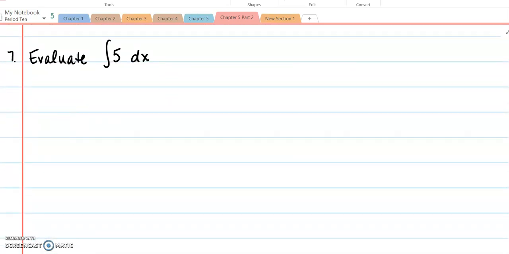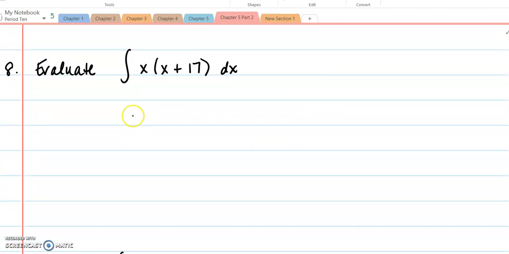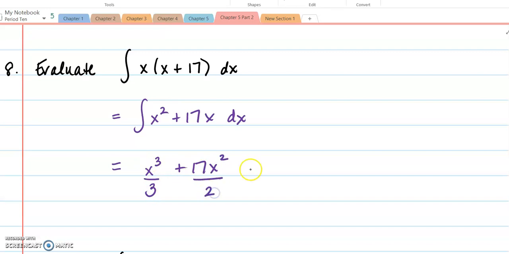Number 7. So this is a constant rate, which means that this comes from a line. This is the same thing as 5x plus c. It's just sometimes we don't know what to do with a constant all the time, but remember it came from some line. Number 8, expand. And now you're ready for antiderivatives. So it's got to be a complete power, so just a power on its own, and right now we don't have that. So that's why we expand first. X cubed over 3 plus 17x squared over 2 plus c.